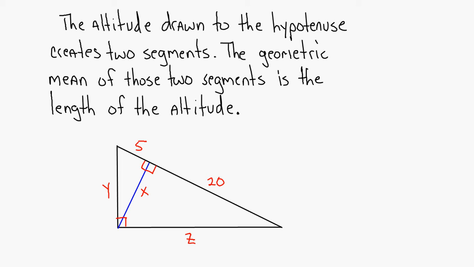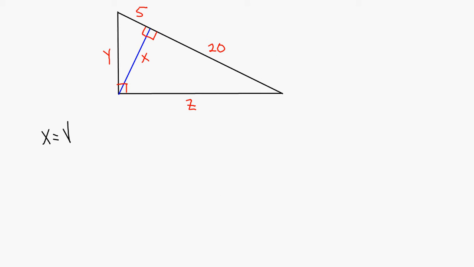The geometric mean of those segments is equal to the length of the altitude. So in this case, x is equal to the geometric mean of 5 and 20. So x is equal to the square root of 5 times 20. So x equals the square root of 100. X equals 10, doesn't it? The length of this altitude is 10.